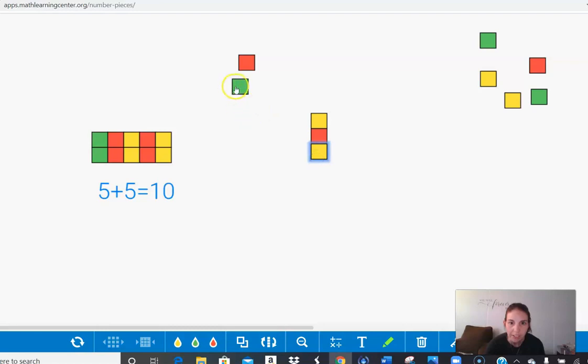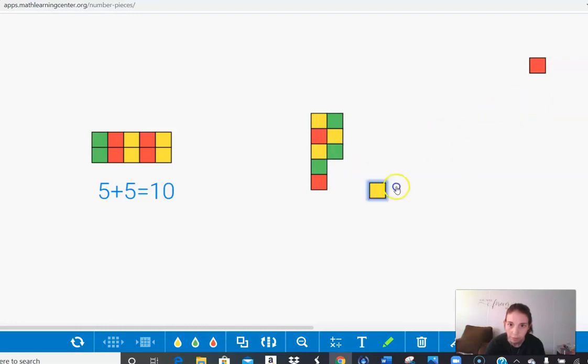This is our first column. Remember I said to make sure the pieces are touching and that they are against each other. And here's our second column. Okay. Now I have 2 columns. 1, 2. And I have 1, 2, 3, 4, 5 rows.